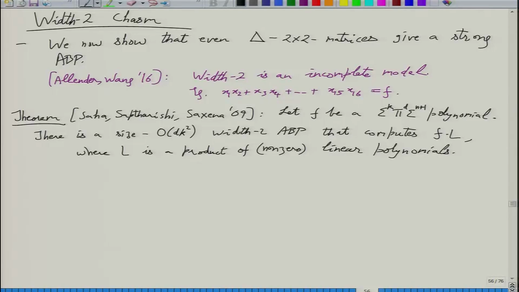So F times L is something that has a very small WIT 2 ABP, although F may not have a WIT 2 ABP. In fact, these 2 by 2 matrices will also be upper triangular. So it will be a very simple representation, the simplest possible that you can think of.